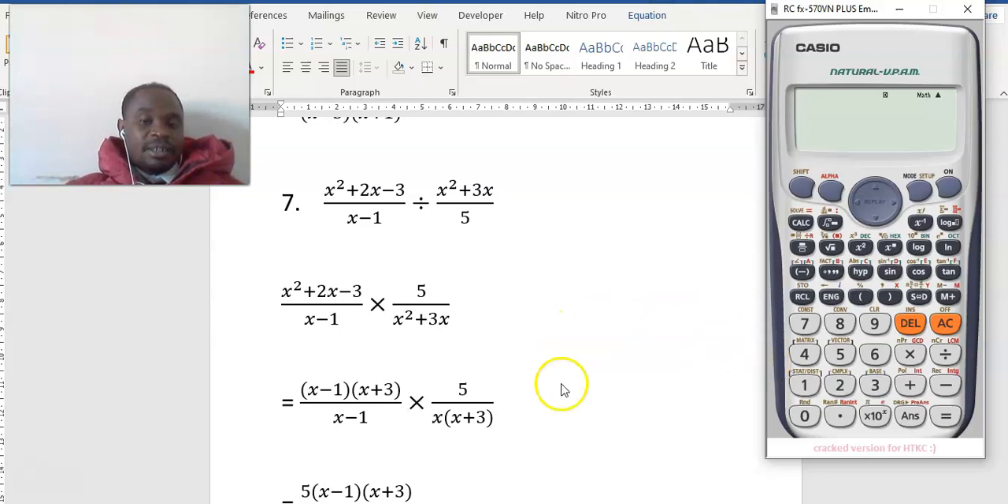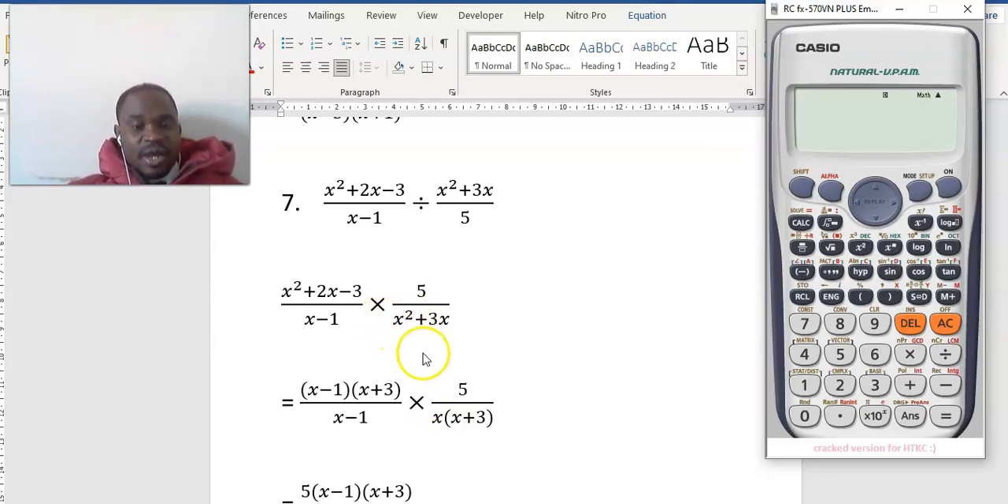So -1 times 3 will give me -3. -1 plus 3 will give me what? 2. So this becomes my factors. I've written the denominator again. Now I'm going to factor this one out. You see that x is common here. This is x squared, this is x times x, and this is x. So it means x is what? Common. So x is a factor. And x can divide one of this.